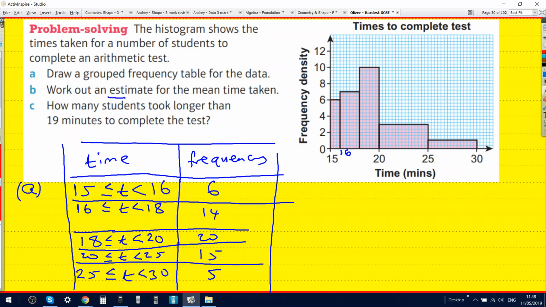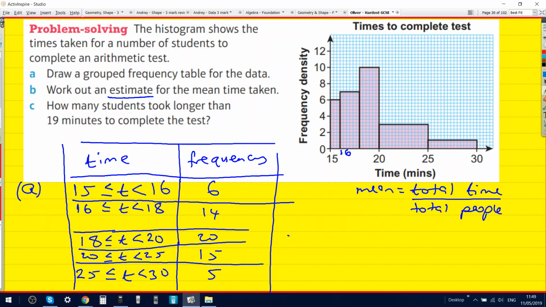So it's an estimate because you don't know the time for these 6 people. They could all be 15. They could be 15.1, 15.2. What estimate would you use? The middle. Yeah. So 15.5. And so you're saying those 6 people were all 15.5. And so what would you do there? 6 times 15.5. Yes. And so 14 times 17. 20 times 19. 15 times 22.5 and 5 times.